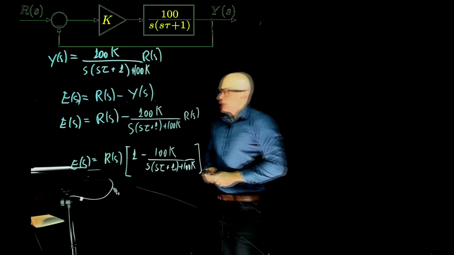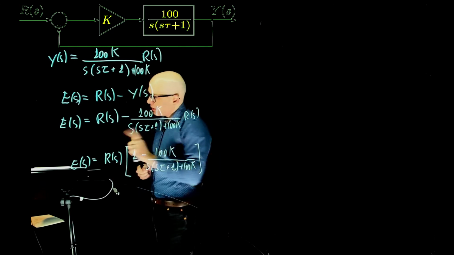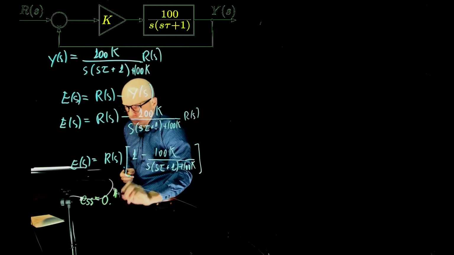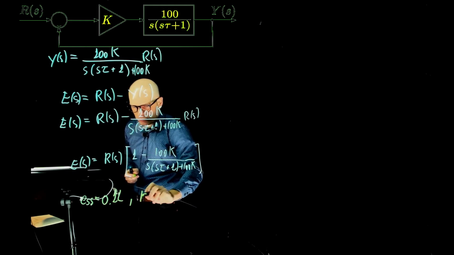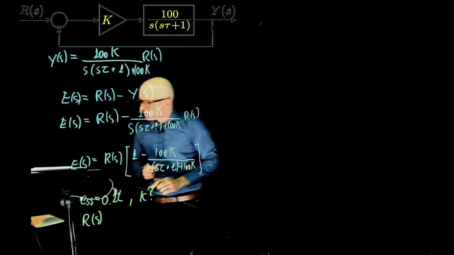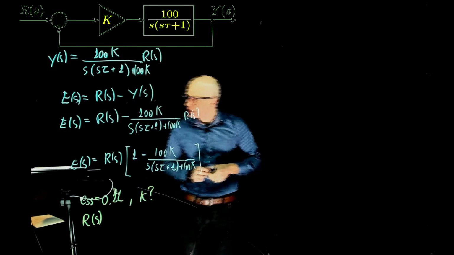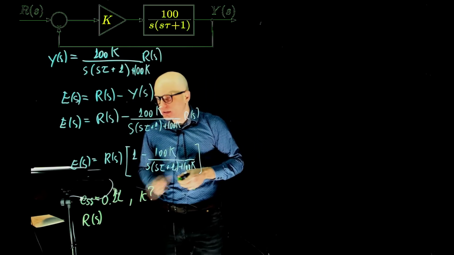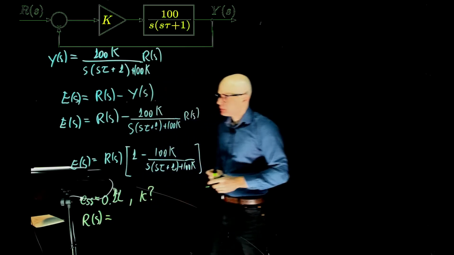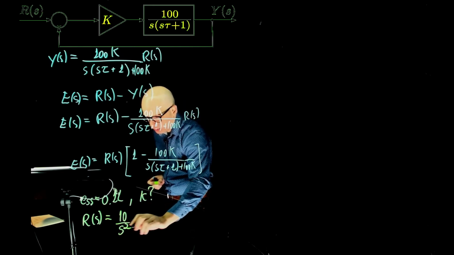We want to evaluate the steady state error. We want to find the value of K that gives a steady state error of 0.1 liters. What is the value of K when the input to the system is a ramp of 10 liters per minute? What is the function R of S? 10 over S squared. Exactly, 10 over S squared.